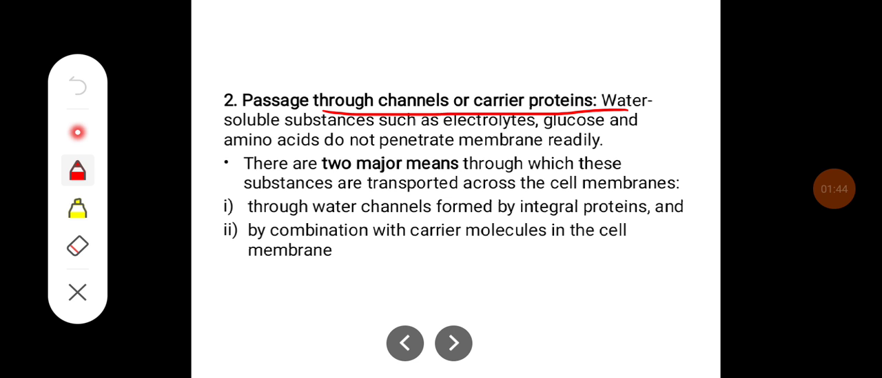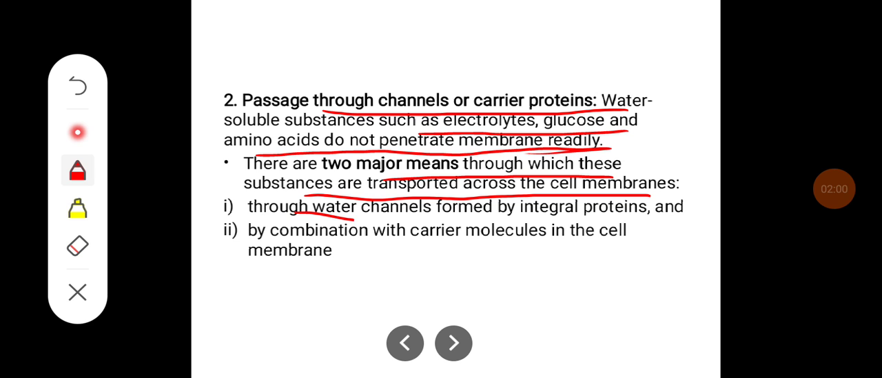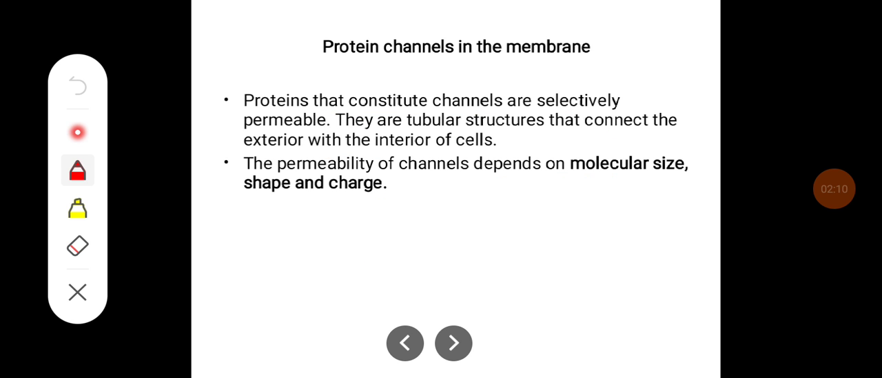Passes through the channels or carrier proteins. Water soluble substances such as electrolytes, glucose, amino acids do not penetrate the membrane readily, or they do it indirectly. There are two major means through which these substances are transported across the cell membranes. One is through the water channels formed by the integral proteins and by combination with carrier molecules in the membrane. Okay, so this is called as indirect transport.